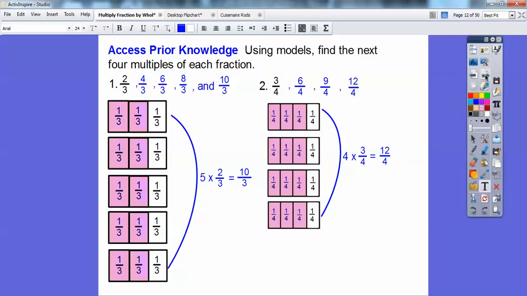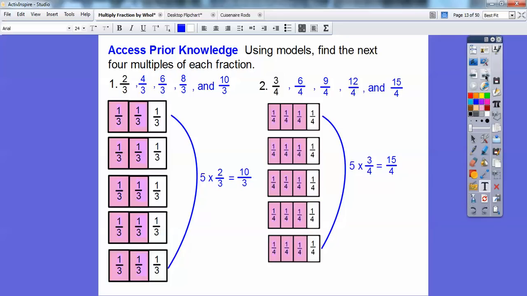Boy, I got to talk slow when I say all of that. There's another one. So 4 of them is going to get me 12 of them shaded. So 12 fourth size strips shaded. And then finally, there's 5 fourth size strips shaded and 3/4 of them being shaded. So 5 times 3/4 ends up being 15/4. And if I counted 1, 2, 3, 4, 5, 6, 7, 8, 9, 10, 11, 12, 13, 14, 15. 15 out of the fourth size strips are being shaded. So here's the multiples of 3/4: 6/4, 9/4, 12/4, and 15/4.